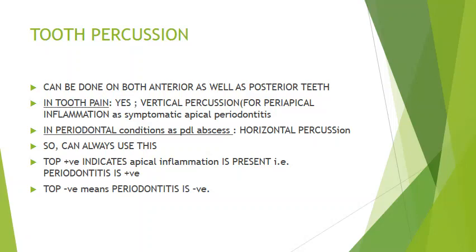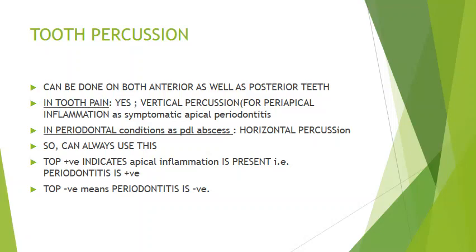So when we do percussion on the teeth other than the tooth which is affected, the response on the tooth which has periodontitis will be more. We know there are two types of tooth percussion, vertical and horizontal. The teeth which are endodontically involved respond more to the vertical percussion, and those having periodontal diseases such as abscess respond more to the horizontal percussion.